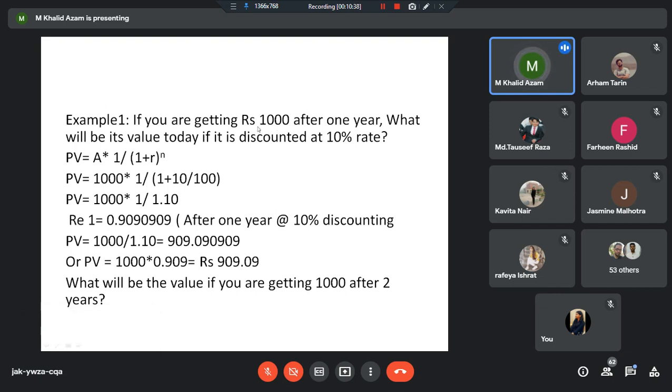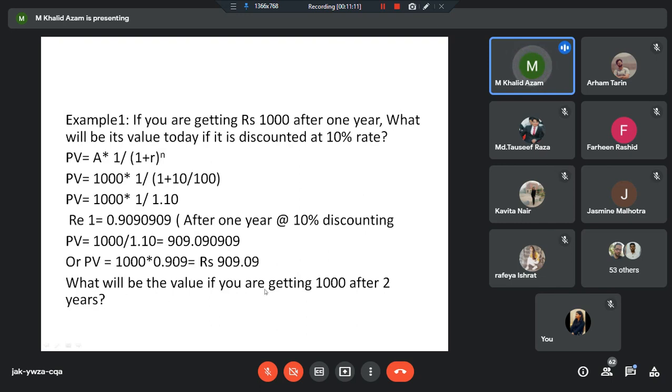If I am getting 1200 or 1300, then I will consider it. Why? Because 1200 or 1300 may have more than 1000 in value, even if you discount at 10%. But at 1000, after 1 year, with a 10% discount, you will say that no, I am not interested, because I am investing 1000 and getting 909, so no need to go for that.